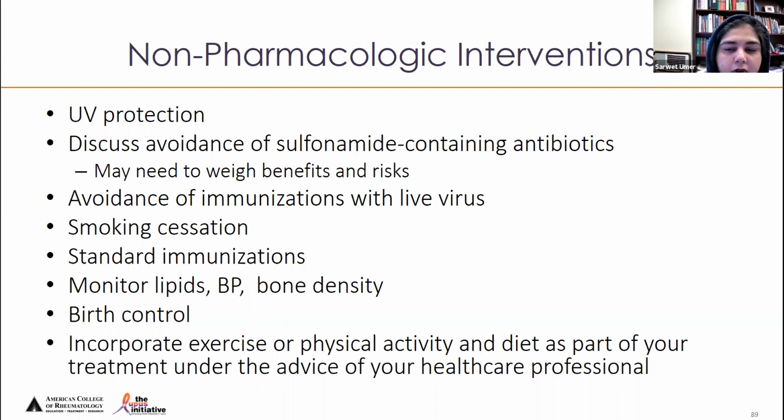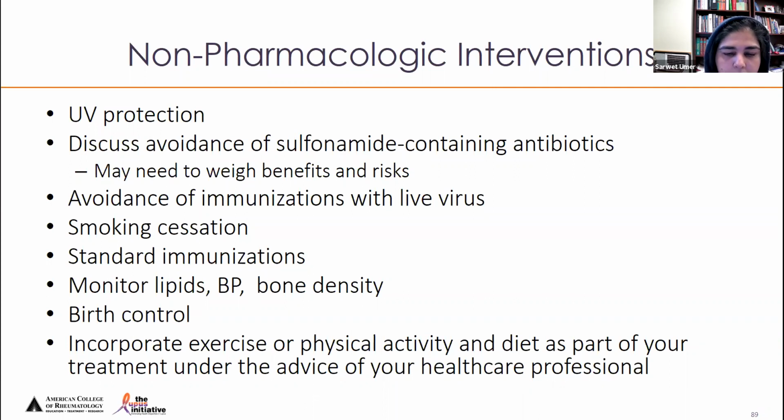Avoidance of immunization with live virus. So if a lupus patient is on more than 20 milligram of prednisone, we should never give them a live virus vaccine. We encourage them to do smoking cessation because they are already at risk of premature coronary atherosclerosis. All standard immunization should be given. We monitor their lipids, blood pressure, and bone density.